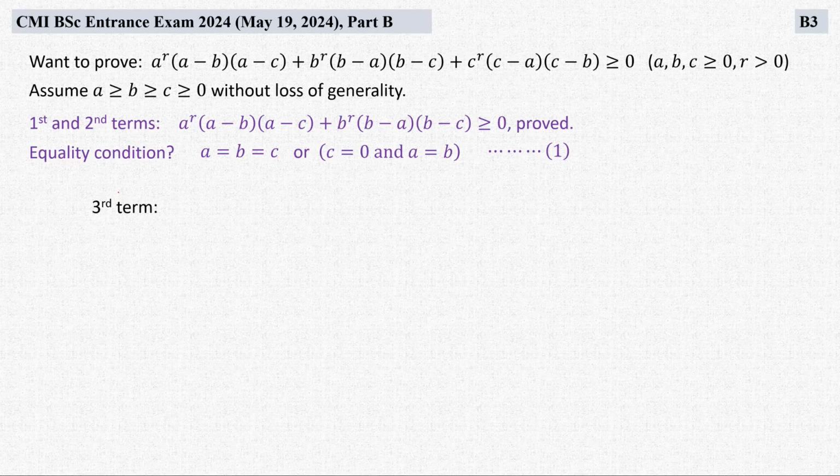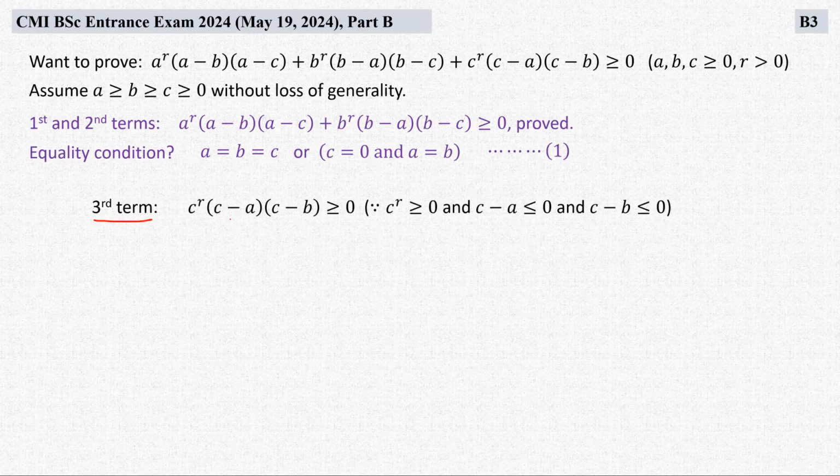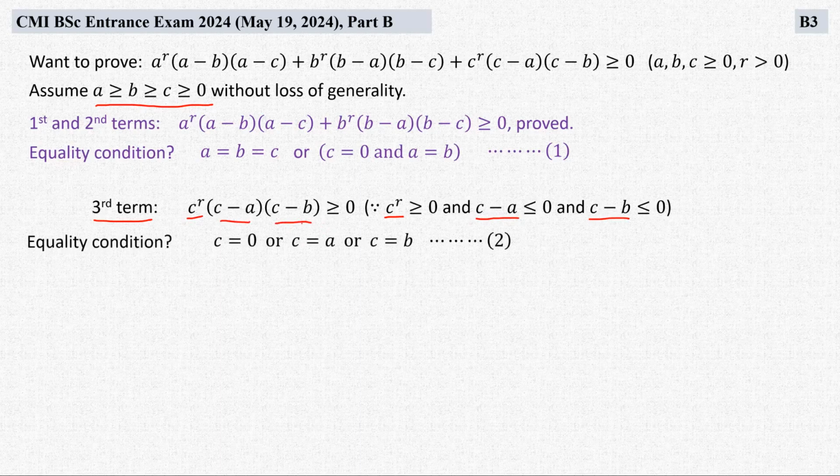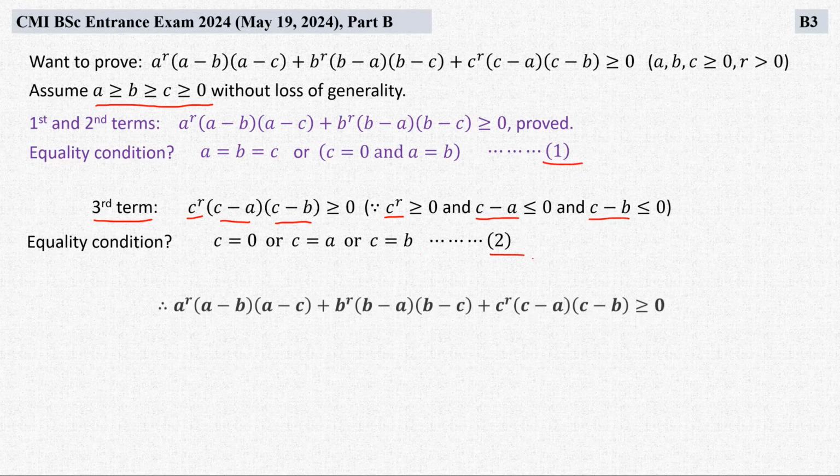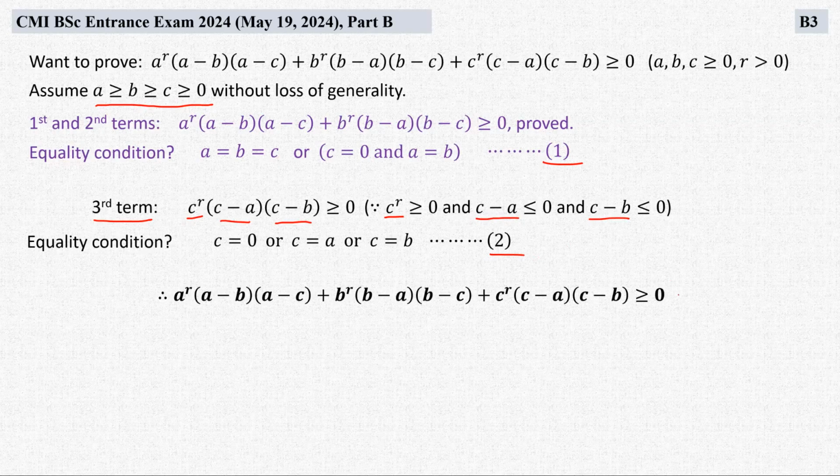And with this condition in mind, let us take a look at the remaining third term. This is quite easy, by the way. The third term, c to the power of r times (c minus a) times (c minus b), is greater than or equal to 0 because under our assumed ordering, c to the power of r is greater than or equal to 0, and c minus a and c minus b are both less than or equal to 0. Hence, the product of these three is non-negative. The equality condition for the third term is when c equals 0, or c equals a, or c equals b. Therefore, we know that the given inequality is true.